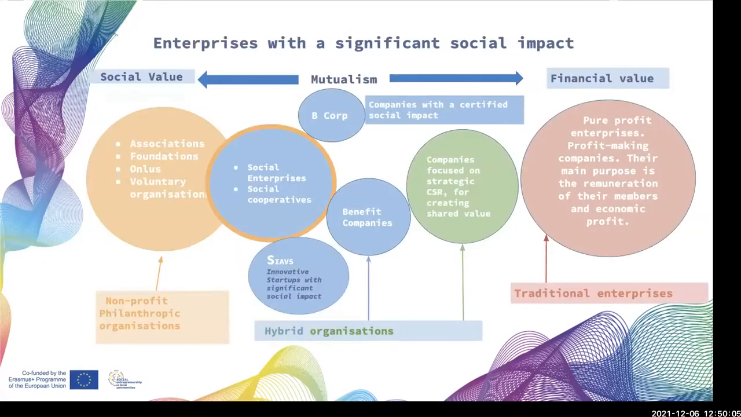So regarding the ecosystem of social enterprise, as I said before, we have a lot of organizational forms. So here you can see the traditional social enterprises that are also called no-profit organizations. And inside it, we find associations, foundations, ONLUS, voluntary organizations. And the main goal of these organizations is to reach social value.